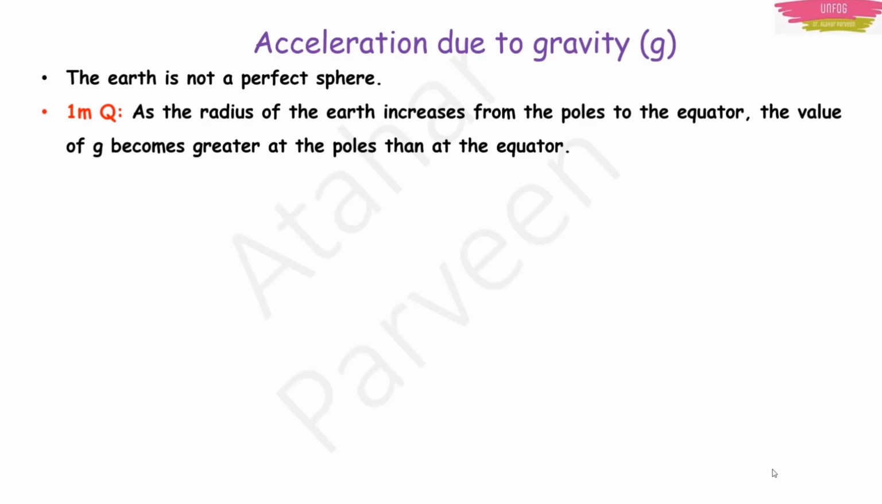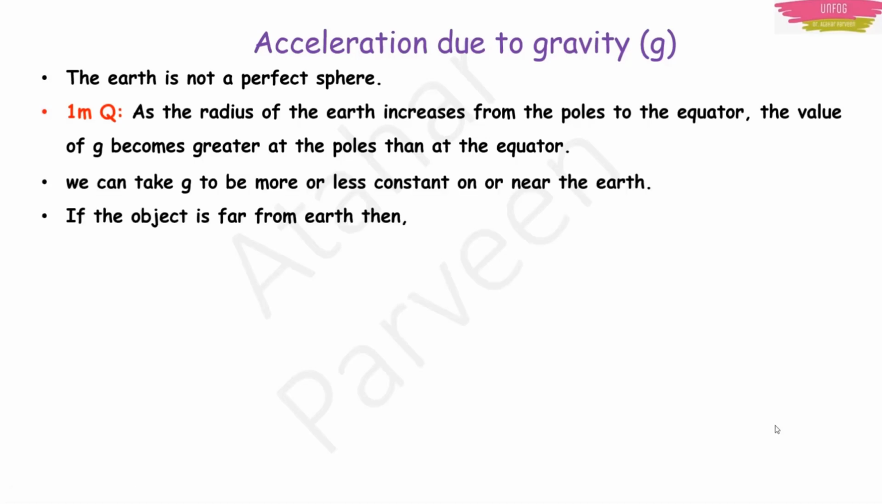Now there are a few more important points which you should know regarding this acceleration due to gravity. You know that Earth is not a perfect sphere, right? It is very slightly elliptical. And as the radius of the Earth increases from the pole to the equator, the value of g becomes greater at the poles than at the equator. You should know this. This is a one mark question. Why, I will tell you after some time, okay?